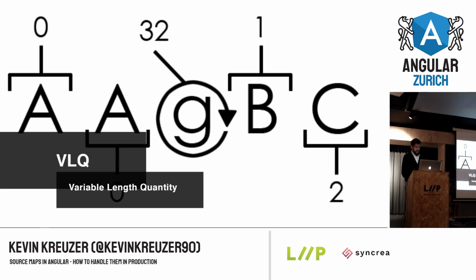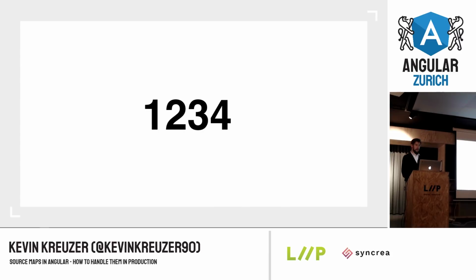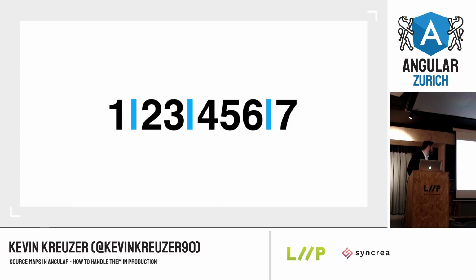And to explain what it does, imagine you want to represent a 4-digit number. We could represent it with this pipe separator. So we have 1, 2, 3, 4. If you already know that it's a 4-digit number, you don't even need the pipe separator. But this kind of doesn't work if you have numbers with more than one digit. If you have 2-digit numbers, you still need this pipe separator.